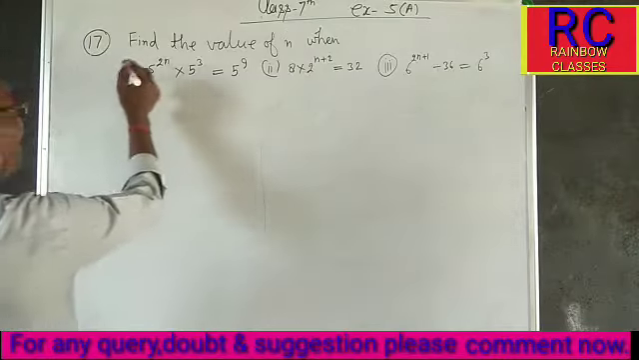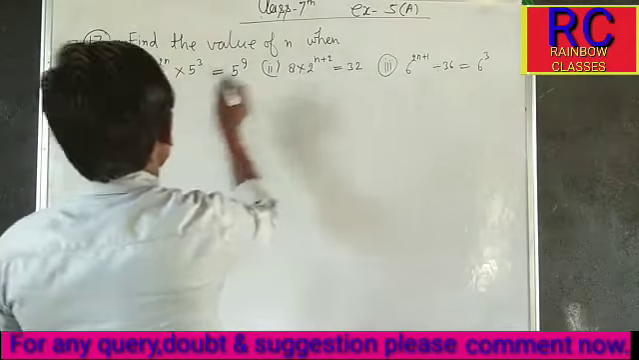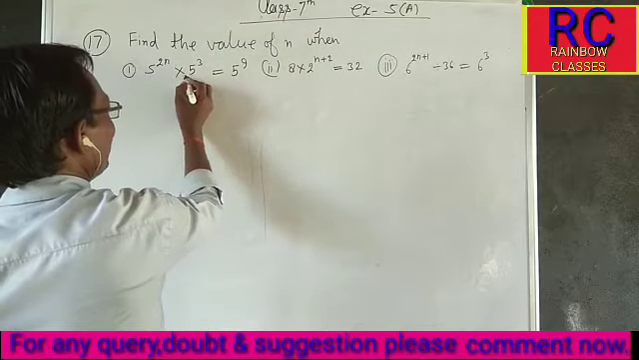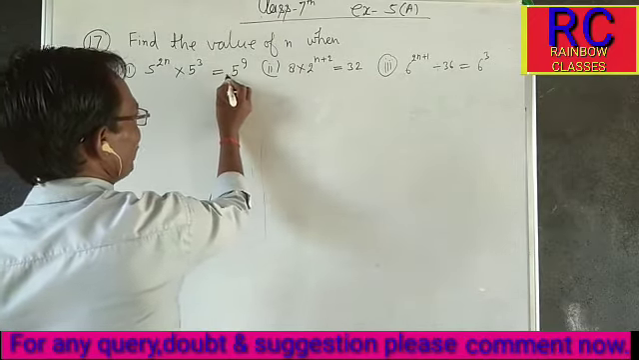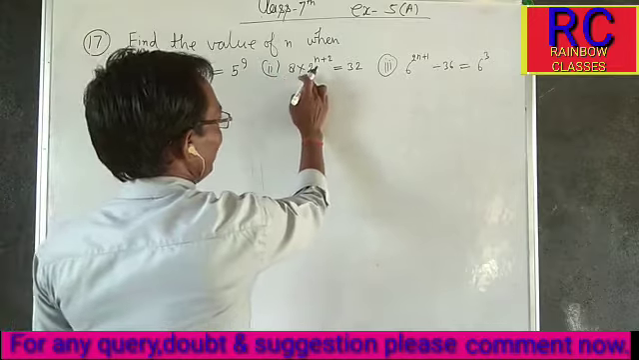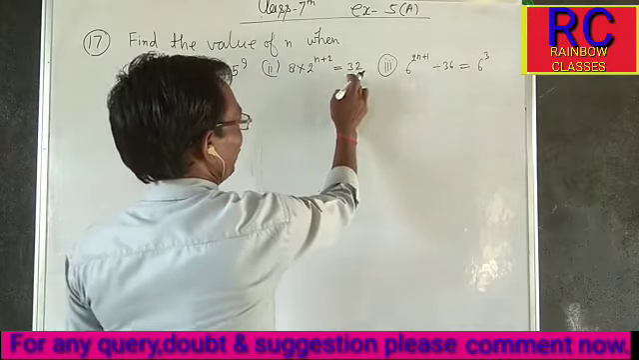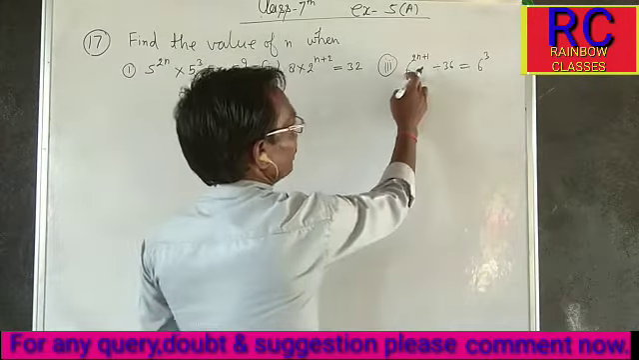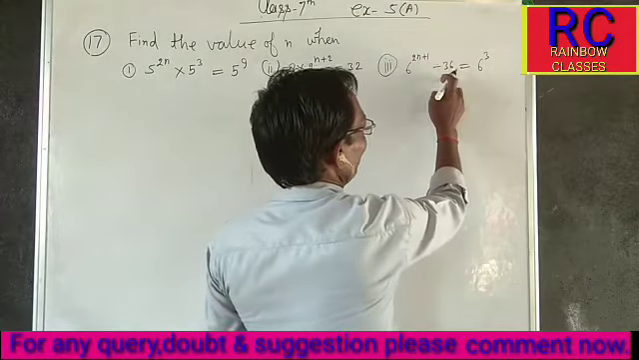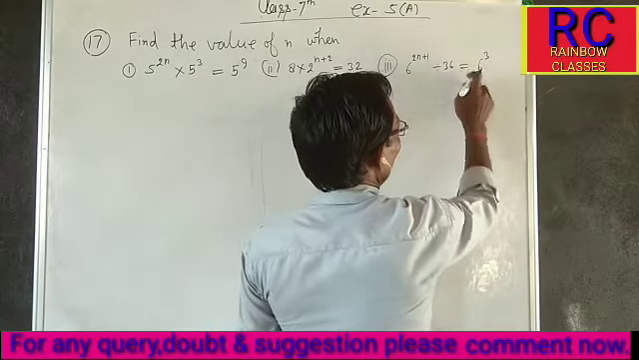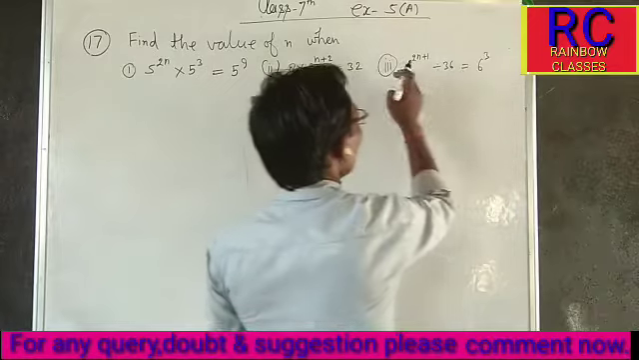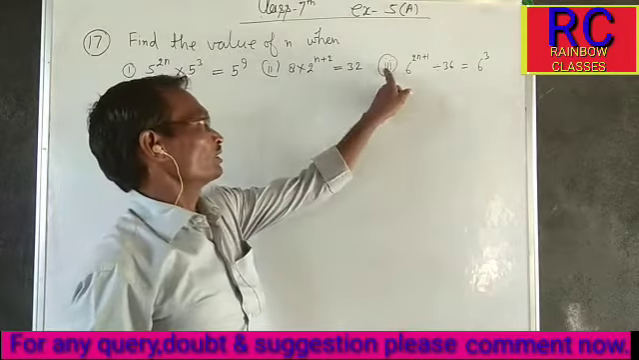Question number 17. Find the value of n when: first, 5 to the power 2n into 5 cubed is equal to 5 to the power 9; second, 8 into 2 to the power n plus 2 is equal to 32; third, 6 to the power 2n plus 1 divided by 36 is equal to 6 cubed. We solve only the third question.